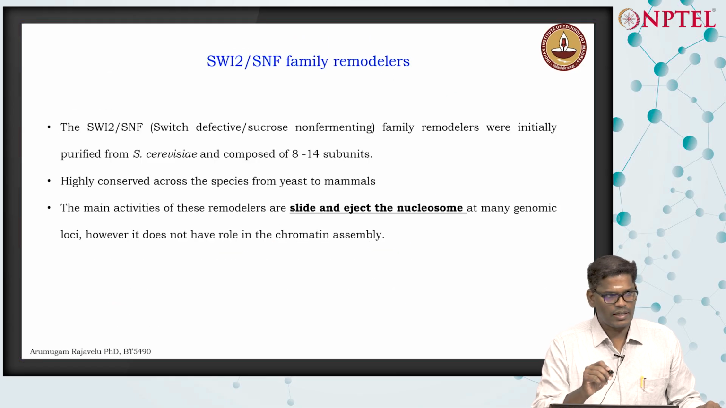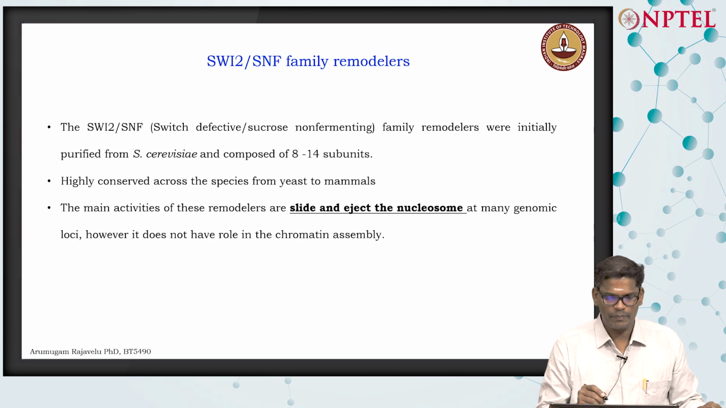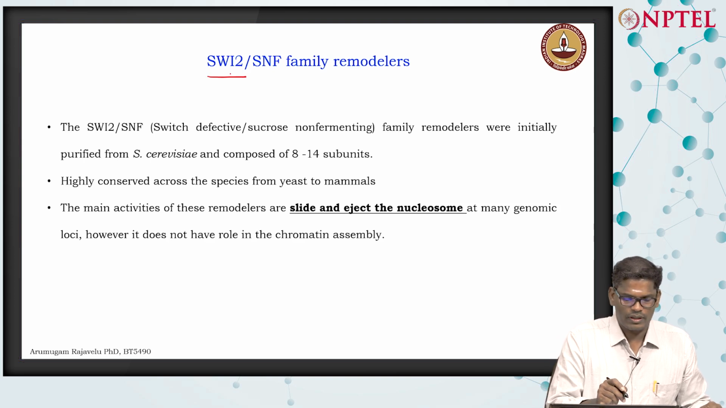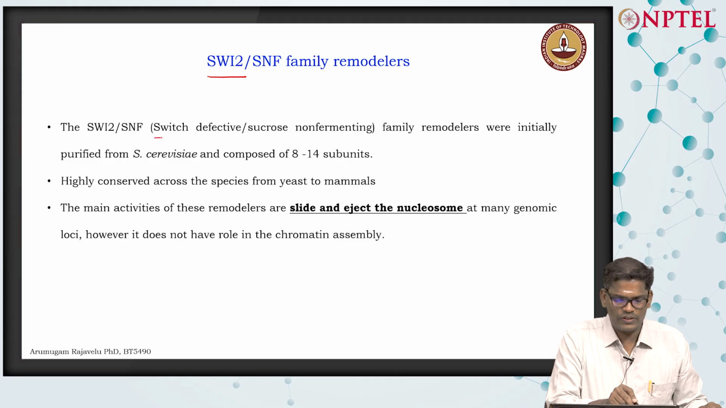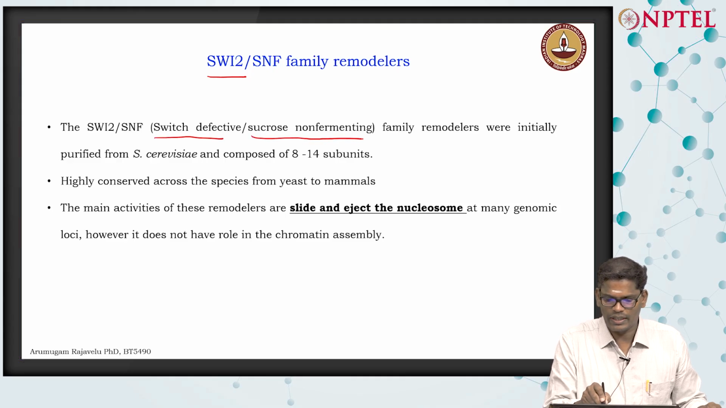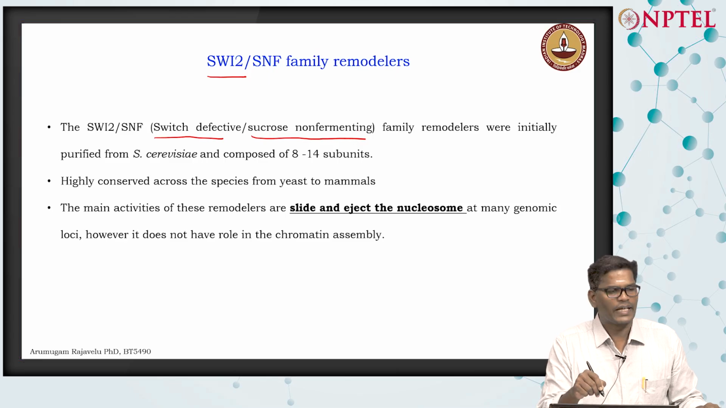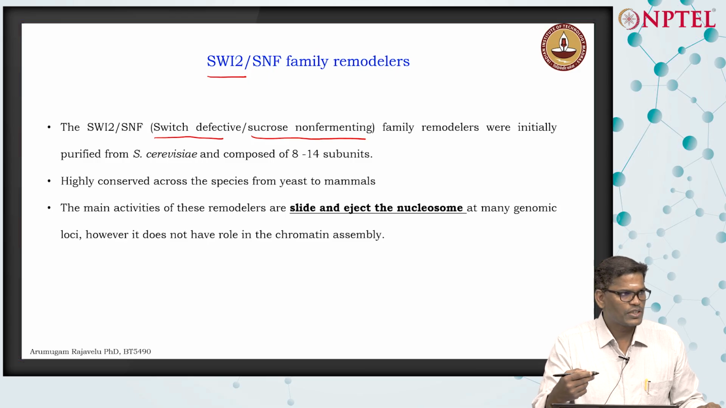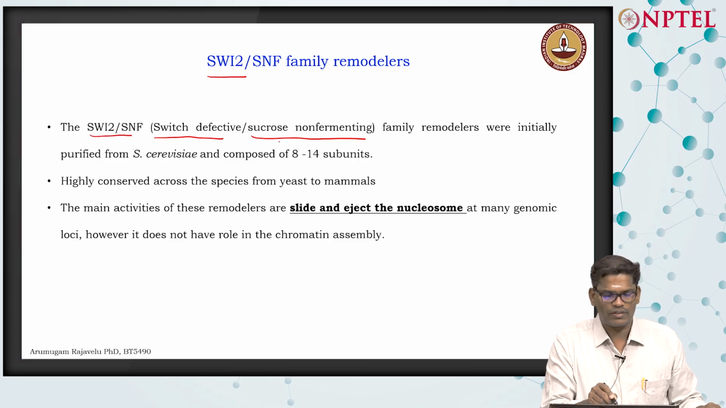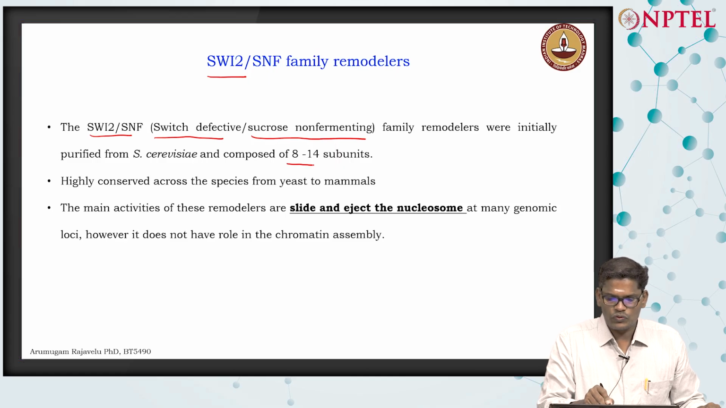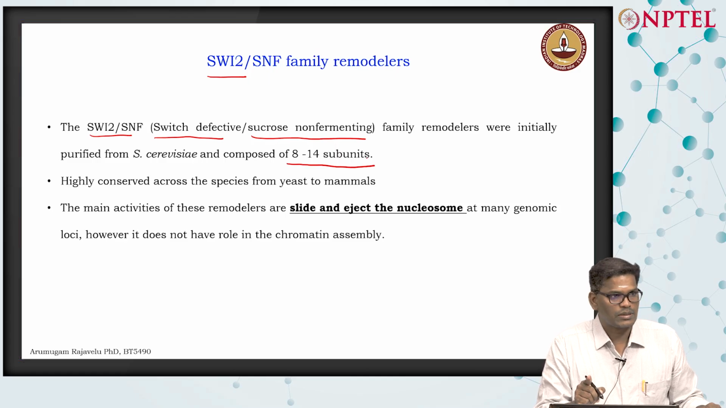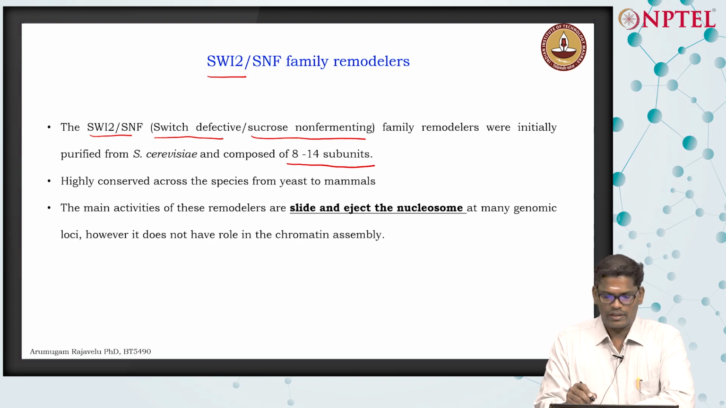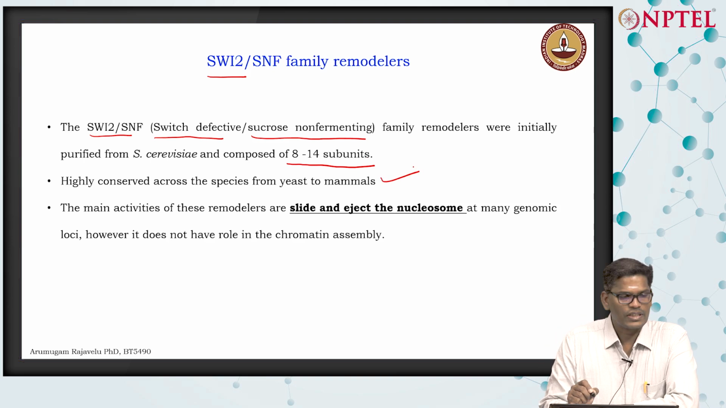I will highlight the key function of each family. Coming to SWI/SNF, this is named for switch defective or sucrose non-fermenting, SNF. Basically, it was identified from the yeast Saccharomyces cerevisiae. When they tried to screen the phenotypes with various mutations, they found this family shows these kinds of specific phenotypes. That's why the name was given. It has nearly 8 to 14 subunits. It's not a single protein, as I said, it's a multi-protein complex. And this family is highly conserved across to mammals.